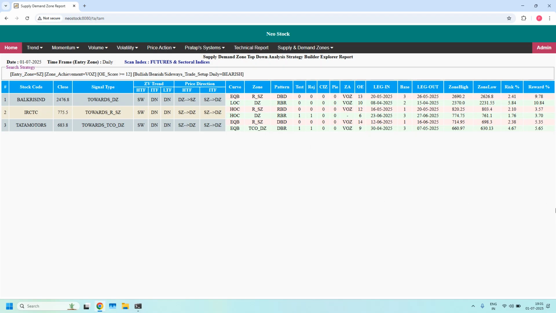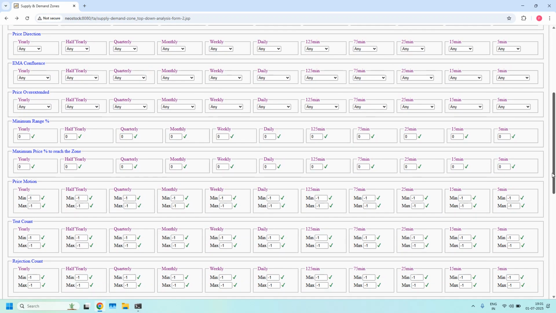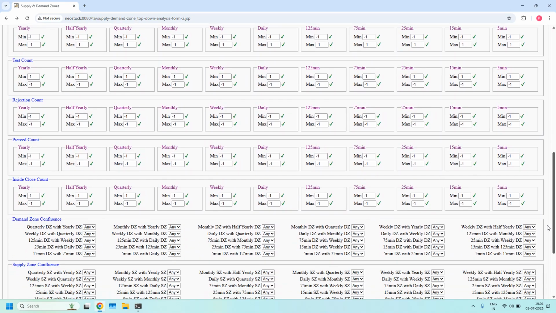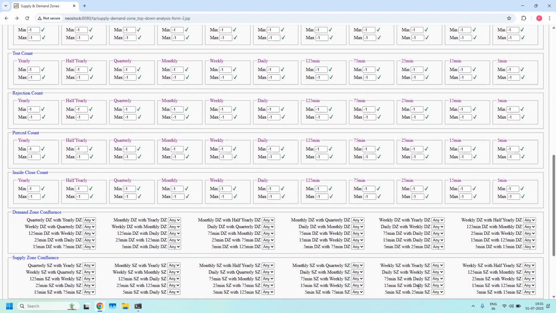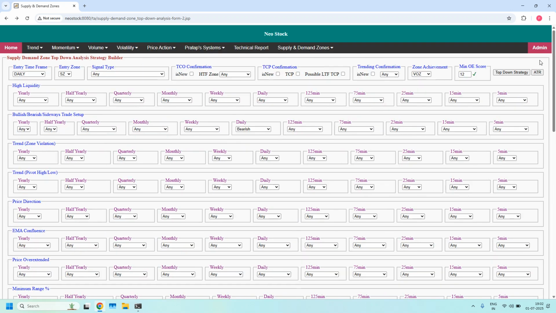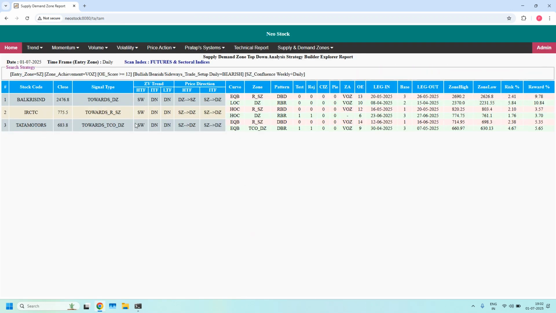Out of these 3 daily supply zones, how many might be having strong institutional order flows? Let's verify based on the zone confluence strategies. This time supply zone, the daily and weekly supply zone confluence. All 3 are filtered. That means in all 3 daily supply zones overlapped with weekly supply zone. And weekly trend is down in all the stocks.